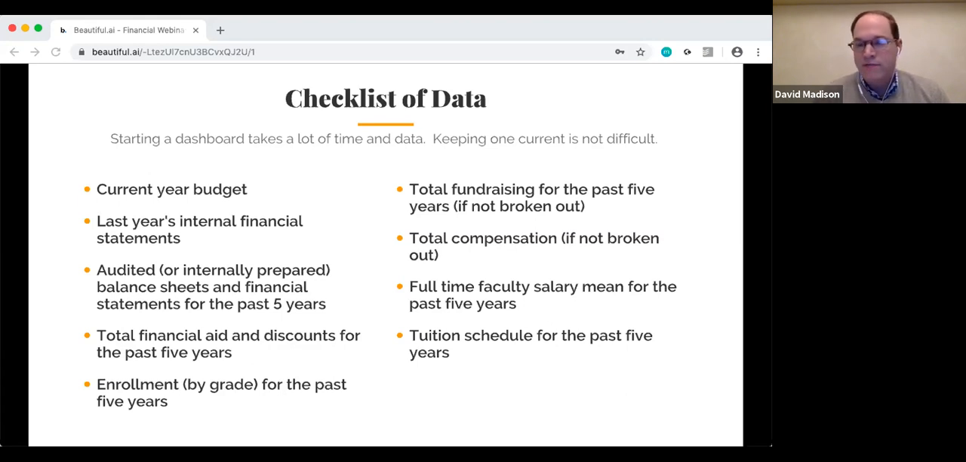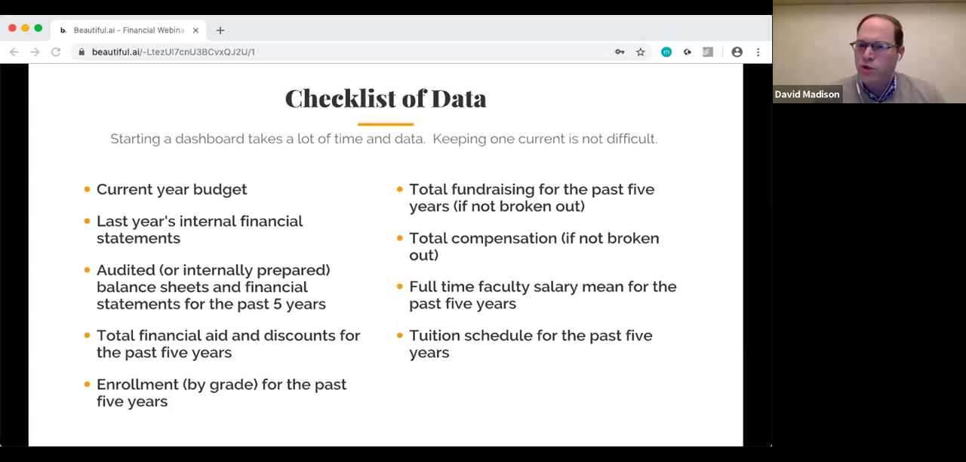The more aggressive dashboarders will tell you to do it for 10 years. If you're able to do it for 10 years, that's great, because you can really find out some very interesting things if you track it for that long. But depending on what you're able to do, you may not be able to go that far back.